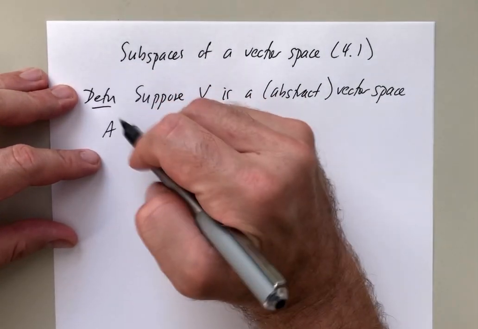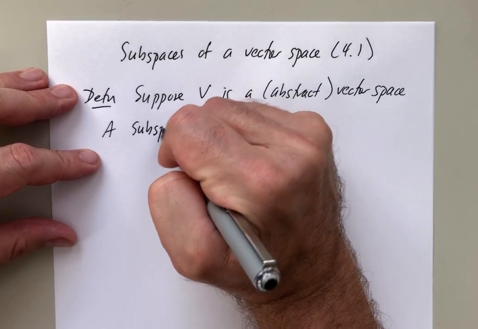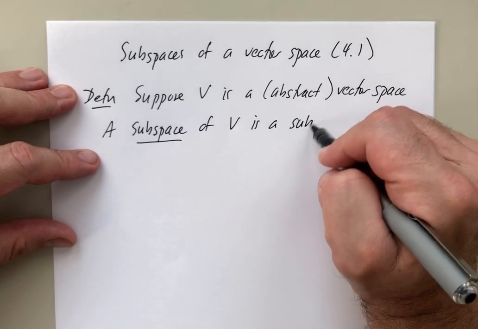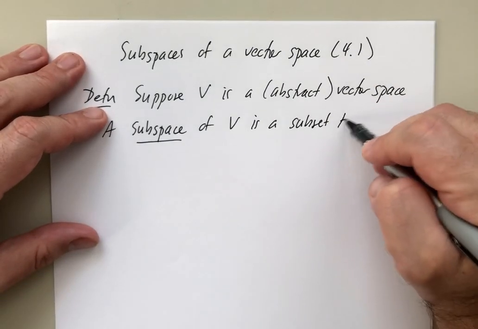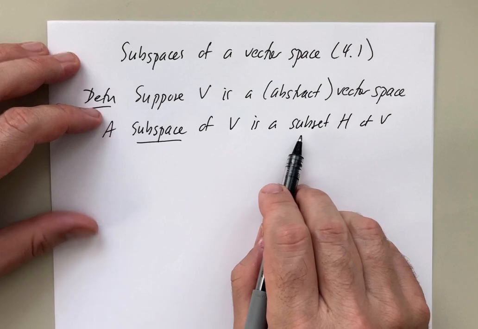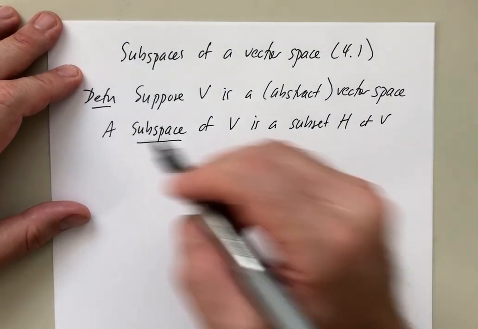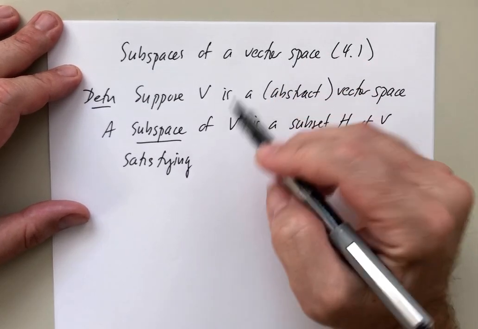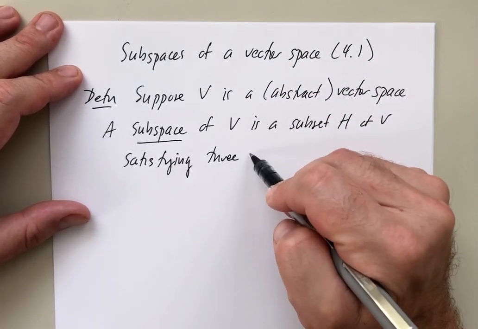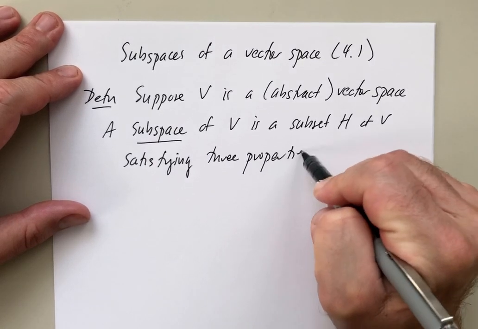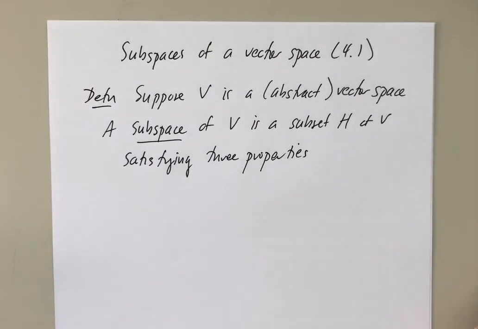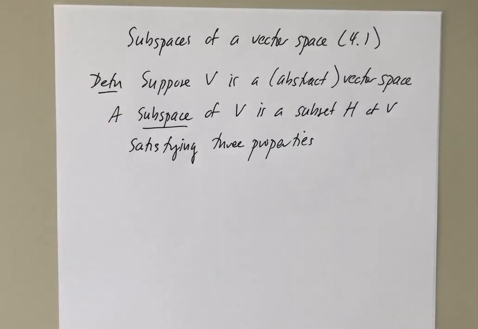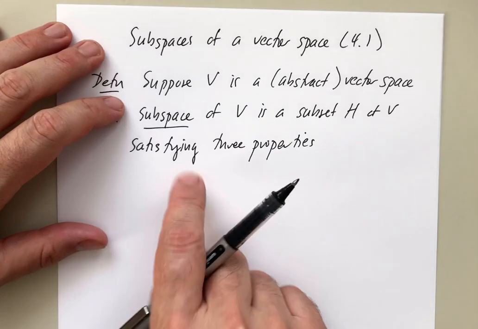A subspace of V is a subset, let's say H of V. A subset just means it's a sub-collection, right? Satisfying 3 things. In this case, I do want you to know the list of axioms, of properties, because they're natural, right? The list of axioms for a vector space is a little bit too involved, but even I can remember the list for the subspace.